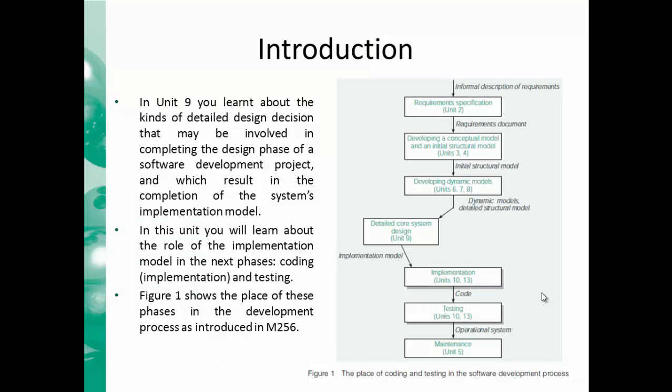In Unit 9 we learned about kinds of detailed design decisions, and we showed you the creation of a utility class with all its details, and how we made this class reusable in the future as part of some software component-based development. We learned about composition and inheritance, and how to decide when to use either one.